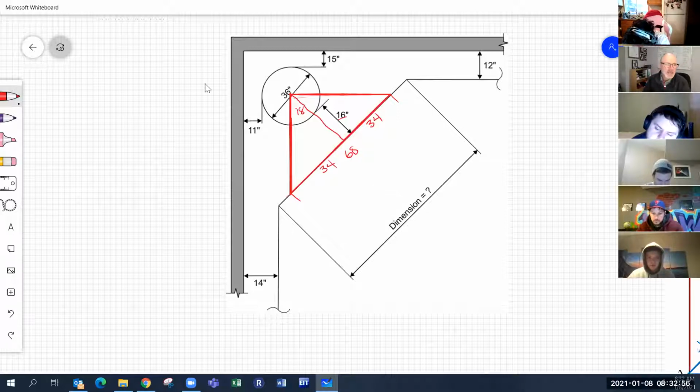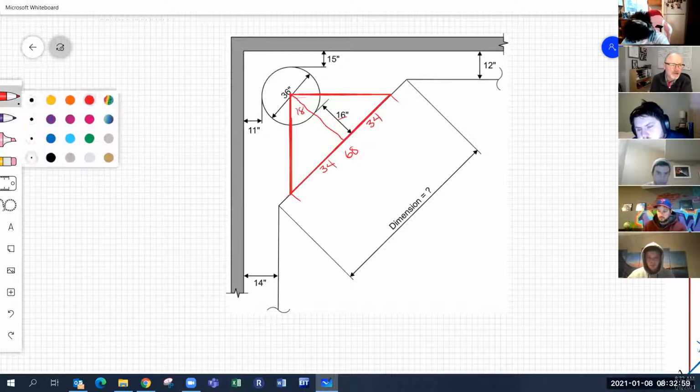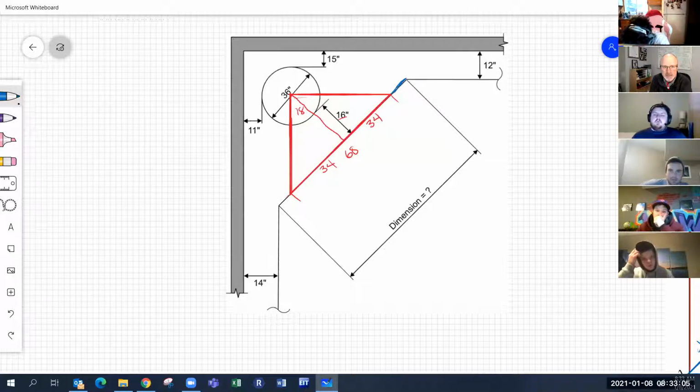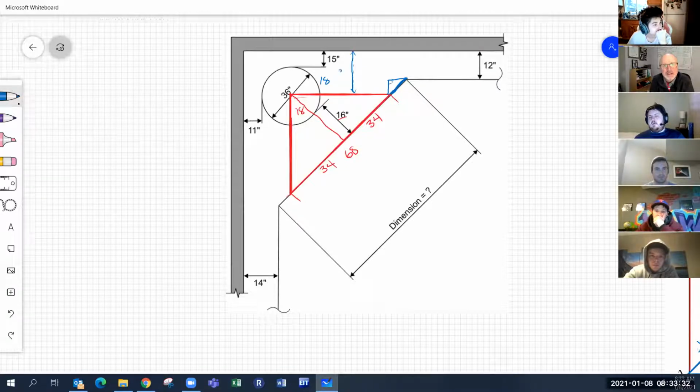Okay. Now I'm going to draw another right angle triangle because we have to solve for this piece right here. This piece right here is my travel, and here is my right angle triangle on that. So what we have to do is get the measurement from the red line to the wall. Right here, I need this measurement. And this measurement just happens to be 18. This is half of this circle plus 15. So this blue line right here is equal to 33.